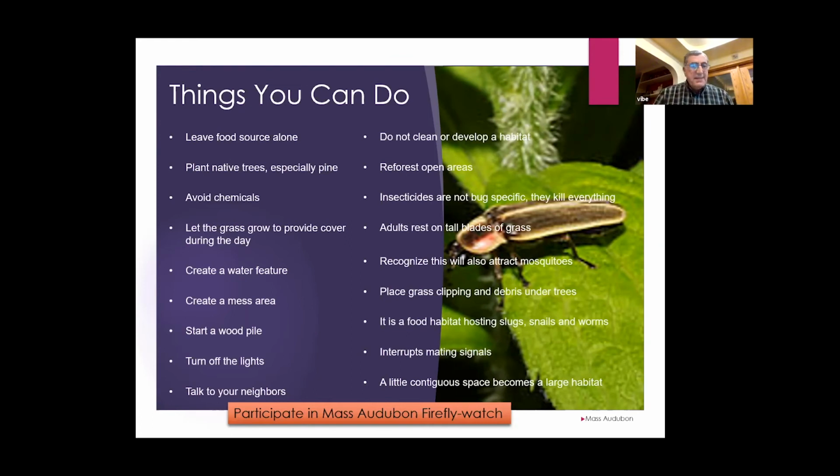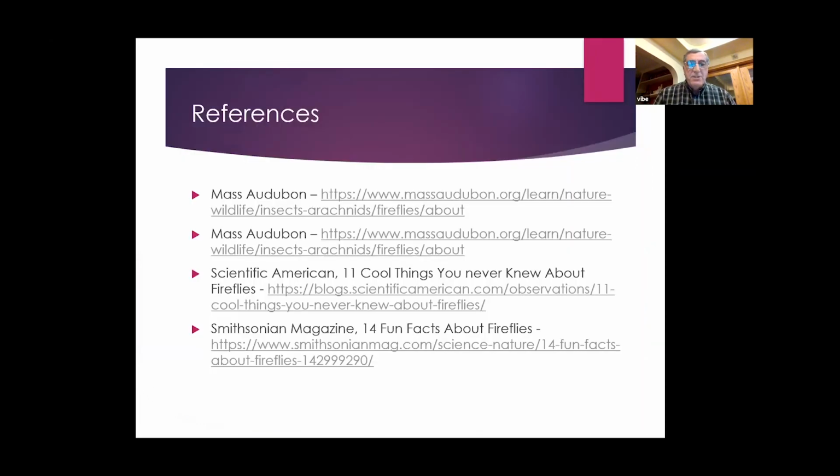And again, the next slide, I have some references. Mass Audubon is hooked up with Tufts University, and they have a thing called Firefly Watch, with some programs and activities that you can do. We have two or three members who are interested in trying to bring them back. So that might be a good place to start, a way we can bring fireflies back to Burlington. And that's it. I'm good for questions.